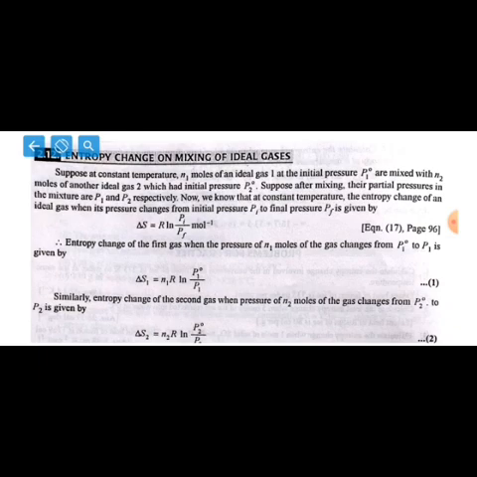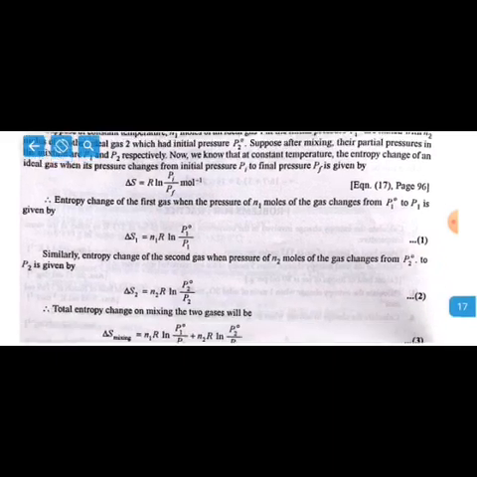Entropy change of the first gas when the pressure of N1 moles of the gas changes from P1 naught to P1 is given by delta S1 is equal to N1 R ln of P1 naught divided by P1, that is equation 1. Similarly, entropy change of the second gas when pressure of N2 moles of the gas changes from P2 naught to P2 is given by delta S2 is equal to N2 R ln of P2 naught divided by P2, that is equation 2. Total entropy change on mixing the two gases will be delta S mixing is equal to N1 R ln of P1 naught divided by P1 plus N2 R ln of P2 naught divided by P2, that is equation 3.